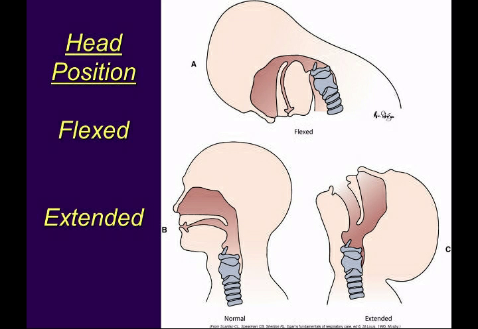Just a couple of things related to the head position. Normally, you end up having a neutral position where there's a straight line that goes from your upper airway down through your lower airway. When you flex your head forward, flexion of the head leads to closure of the upper airway, and that's why when we're doing things like CPR, we actually extend or hyperextend the airway.